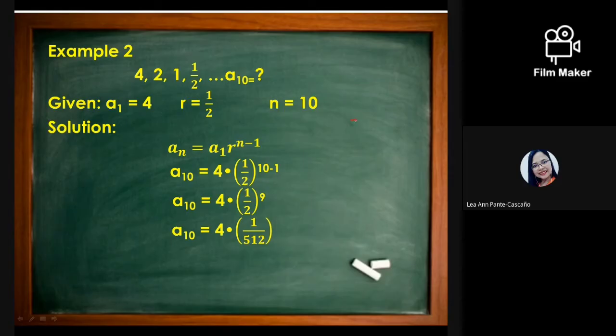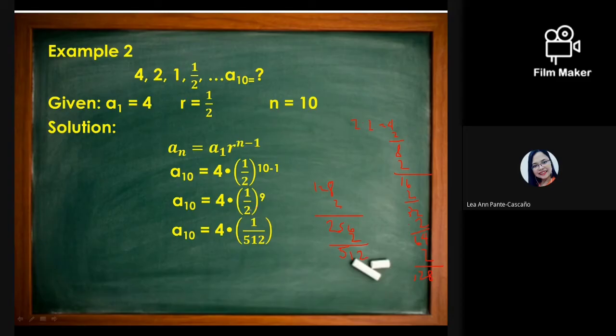So that means, 2 times 2 equal to 4. Times 2 again, 8 times 2, 16 times 2, 32 times 2, 64 times 2, 128. Then we have now 128 times 2, 256, times 2 again. This is 512.